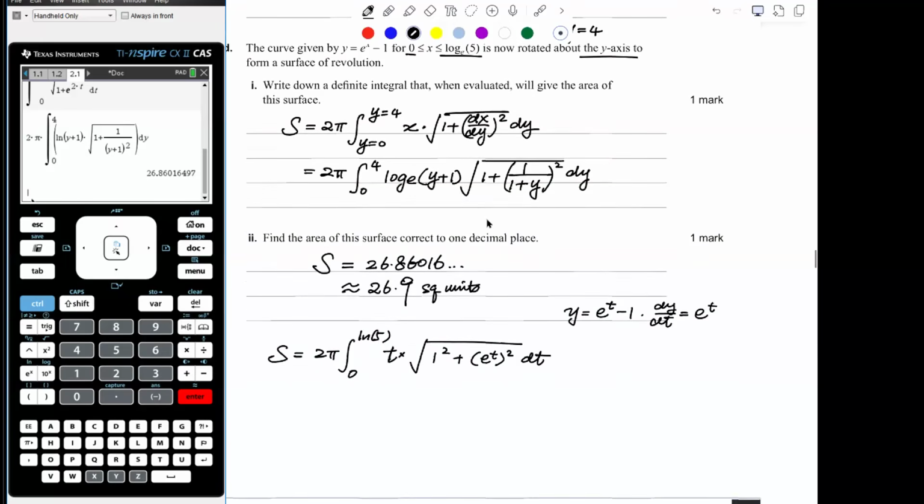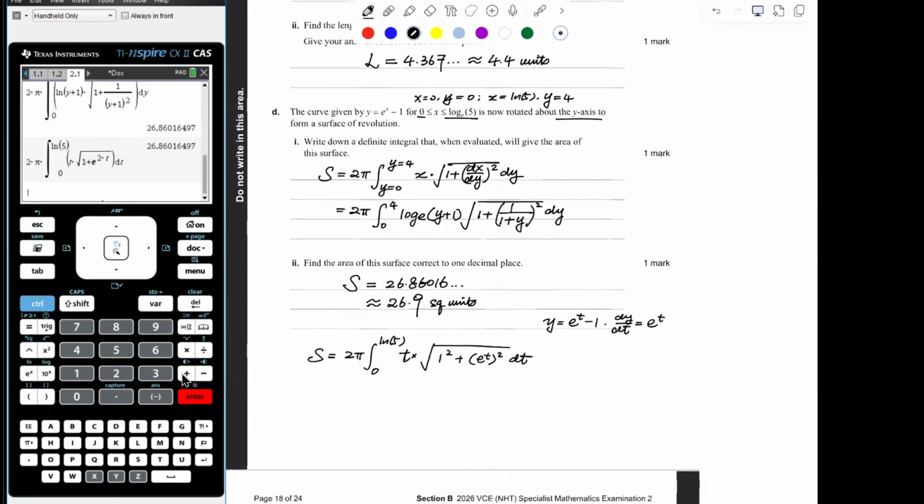Let's double check with this form: 2 pi times the integral from 0 to natural log 5 of t times square root of 1 plus exponential 2t dt. Good, same answer. This is another possible form, right? But it has to be completely in terms of t and dt. If it's correct. Okay, right.